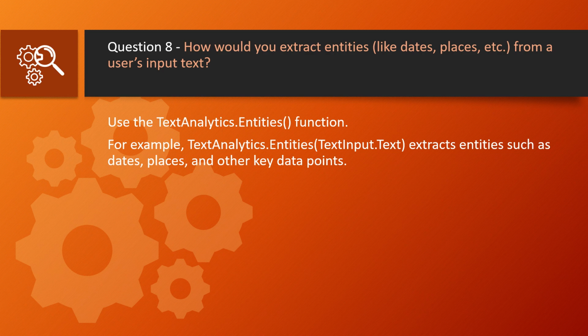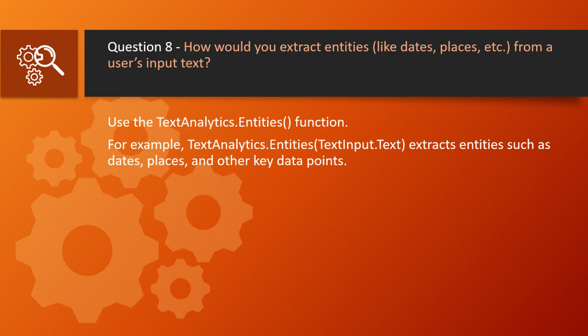How do you extract entities like dates, places, etc. from user input text? For this there is a function called text analytics dot entities. How will you write it in your code? Text analytics dot entities, and in the brackets comes text input dot text, the control name, and it will extract the entities such as date, place, and other key data.